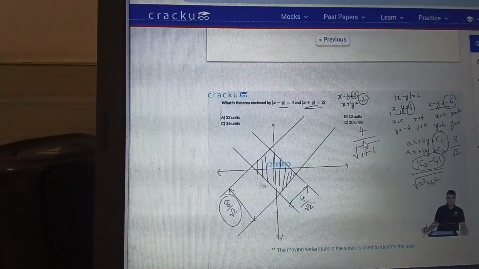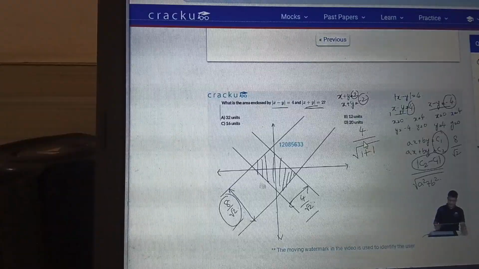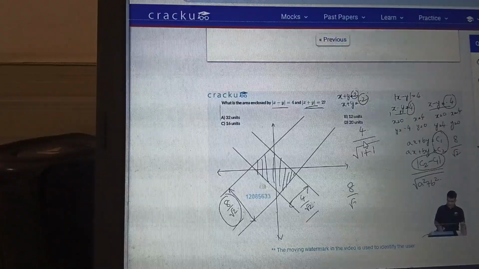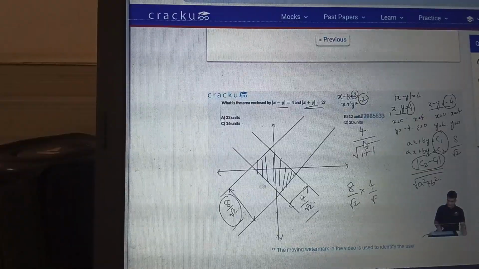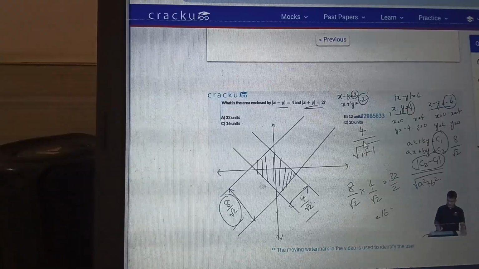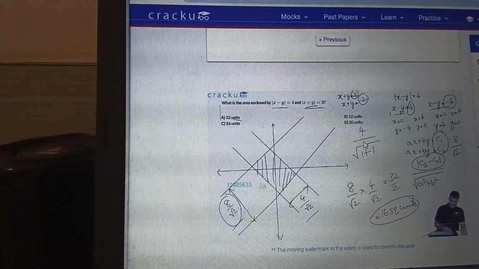Now if you are trying to find the area of the rectangle, we know the length, that is 8 by square root of 2, and we know the breadth, which is 4 by square root of 2. So the area of the rectangle will be 8 by square root of 2 into 4 by square root of 2. This is equal to 32 divided by 2, which is equal to 16 square units. So the correct answer is option C.